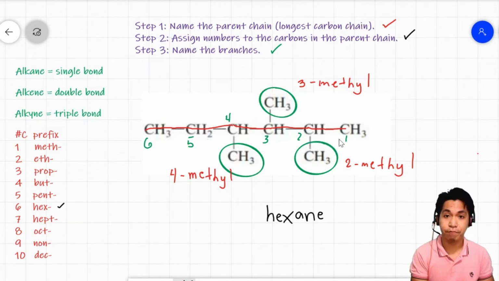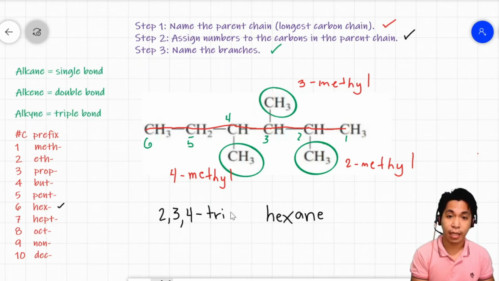Now, if you notice, all the branches are methyls. So we can just simply combine them and write as follows. Write the numbers first in numerical order: 2, comma, 3, comma, and then 4. Then separate it with a dash. And then to indicate that there are 3 methyls, we will use the prefix tri. And then just write the word methyl, which makes our molecule named 2,3,4-trimethylhexane.